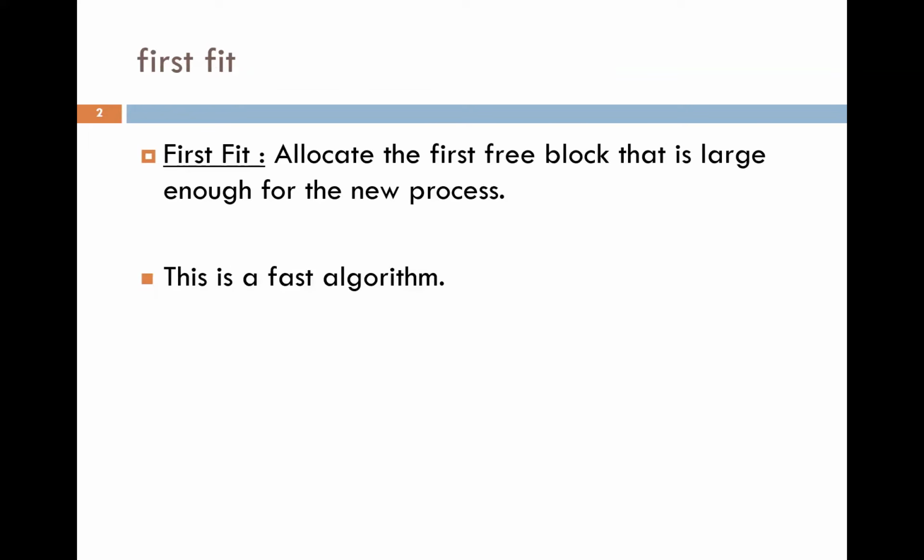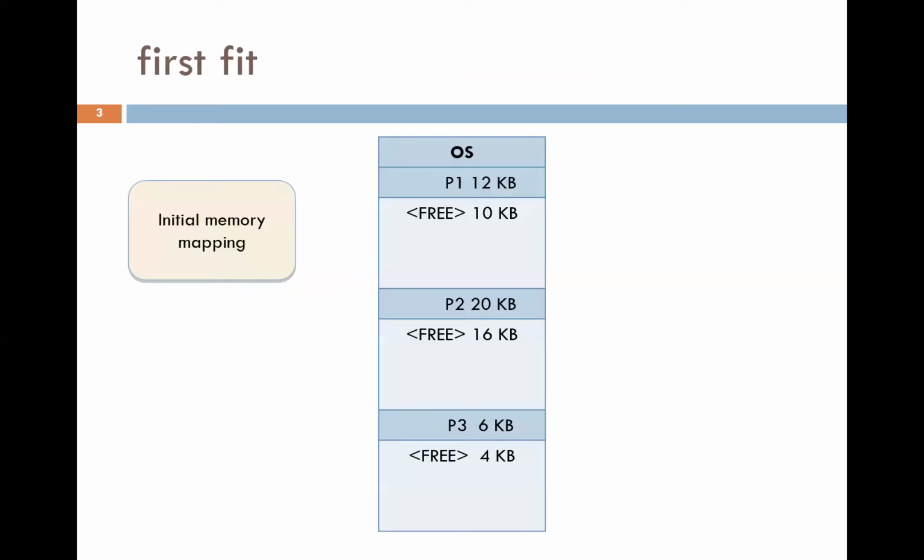First of all, the first fit technique. It allocates the first free block or first free hole that is large enough for the new process. This is a fast algorithm. It starts from the initial first free hole which is available in the memory, and wherever it finds a hole larger than the process size, it allocates it immediately. Whichever block it finds first will be allocated to the particular process. We'll see this technique through an illustration.